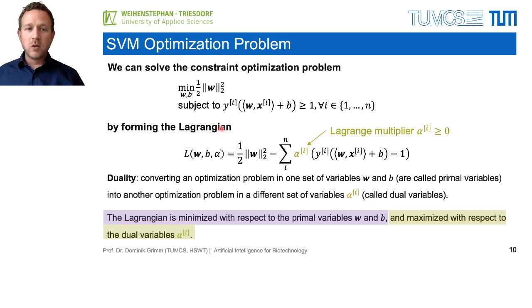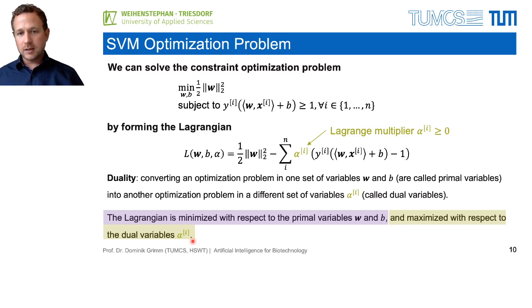So what we try to do now is convert this optimization problem, by finding the minimal w and minimal b, into another optimization problem that is dependent on alpha. Here we have to say that the Lagrangian is minimized with respect to w and b, and it is maximized with respect to the dual variables alpha i. If you would like to read more about this, you can take a basic mathematics book about constrained optimization, where it is described in more detail.